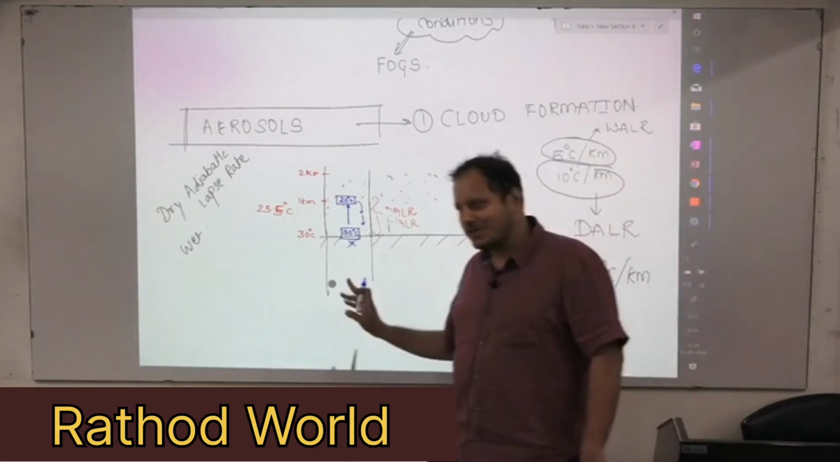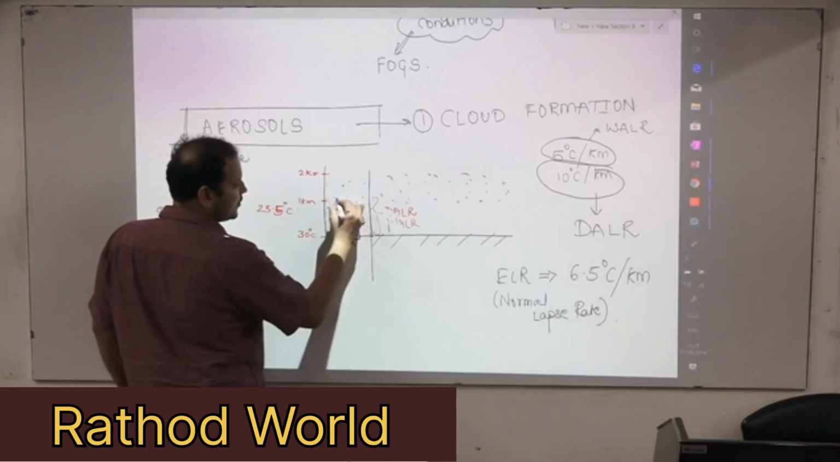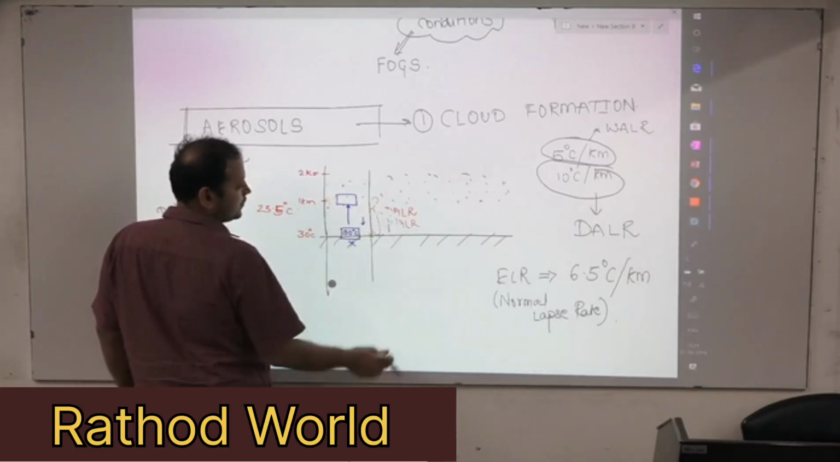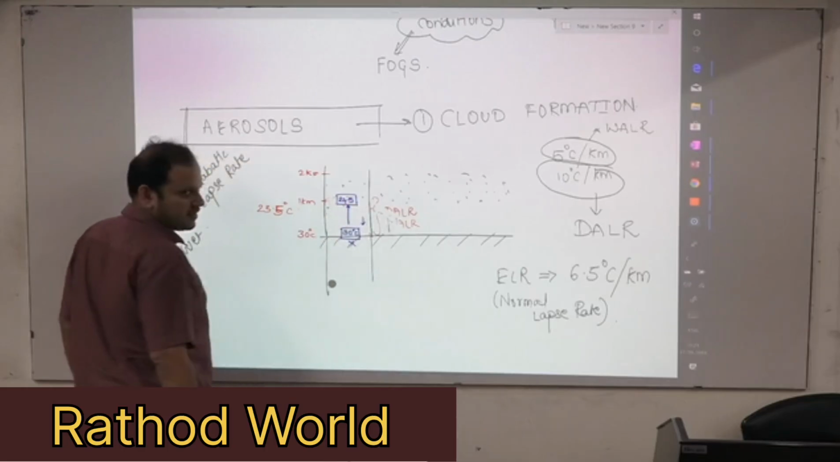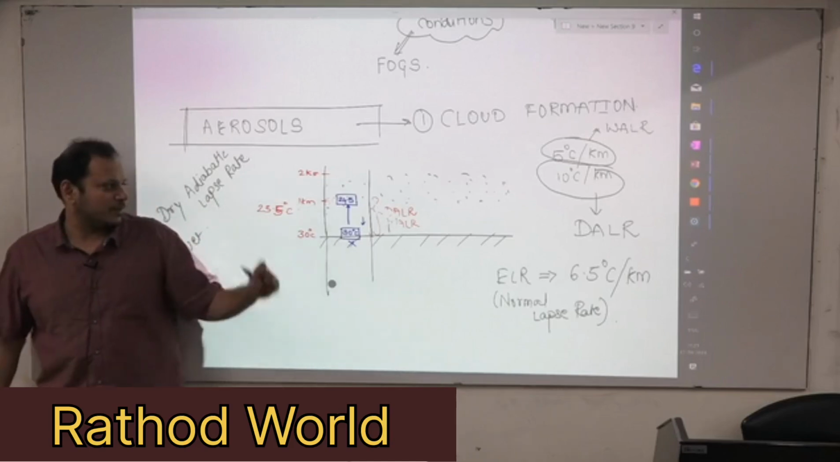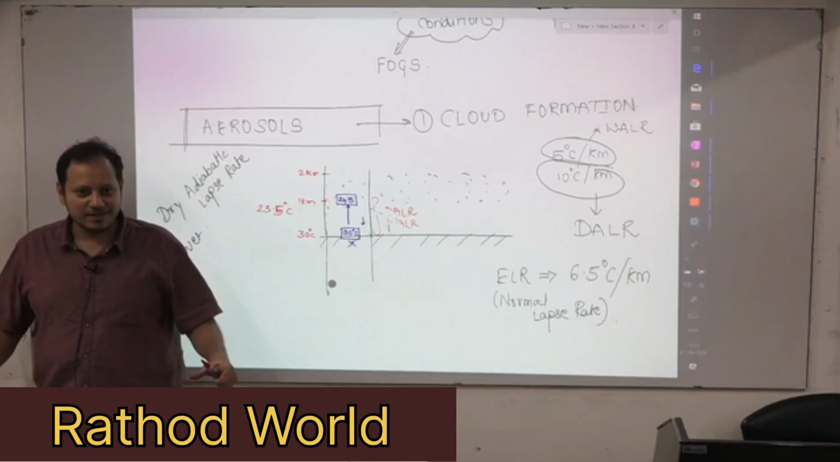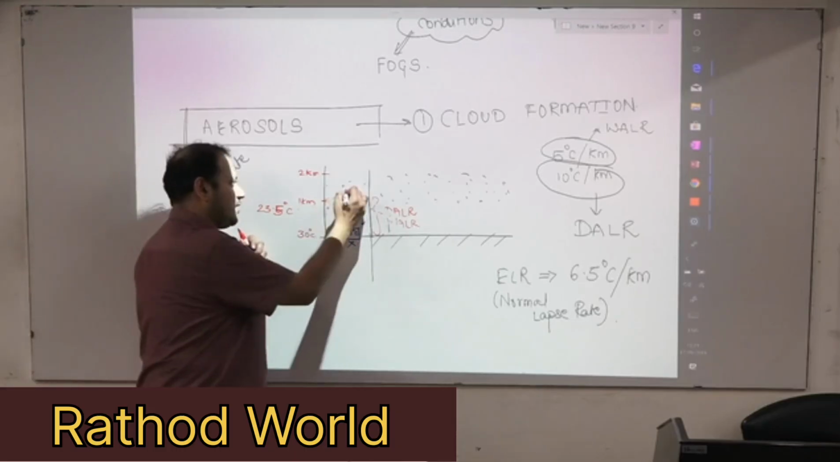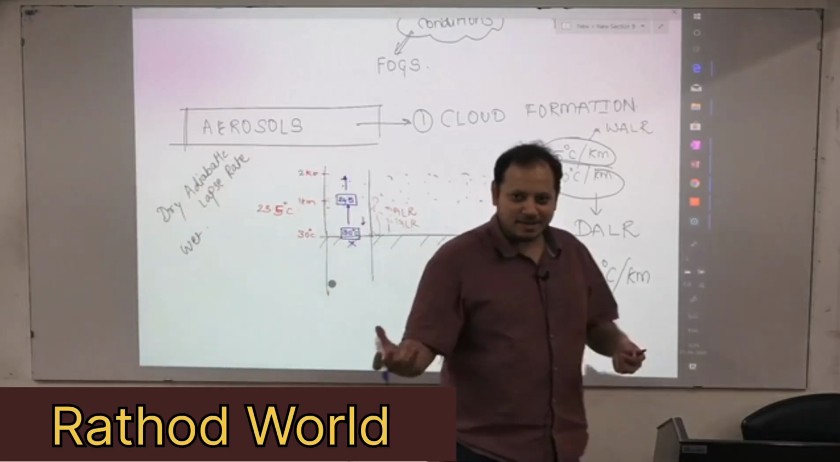But if it goes up by the moist adiabatic lapse rate, so minus 5.5, how much is it? 24.5 degrees Celsius. What is the temperature of the environment? 23.5. What is this one? 24. Means it is warmer. That means lighter. It will go further up. And that is what is known as instability.